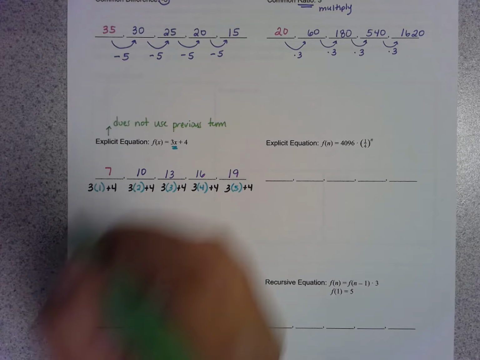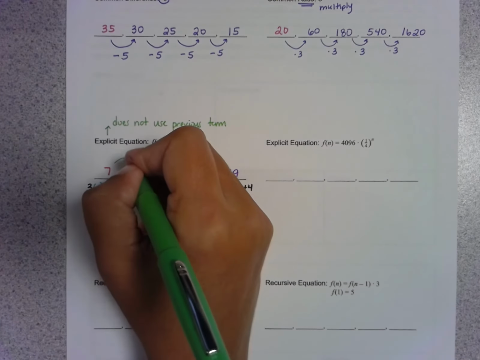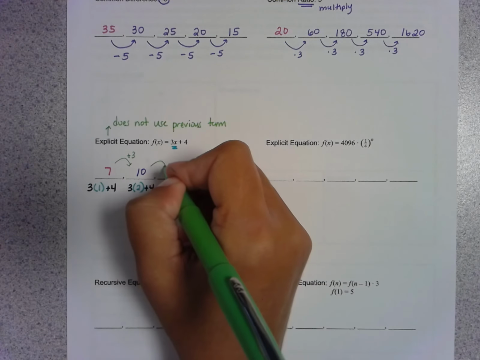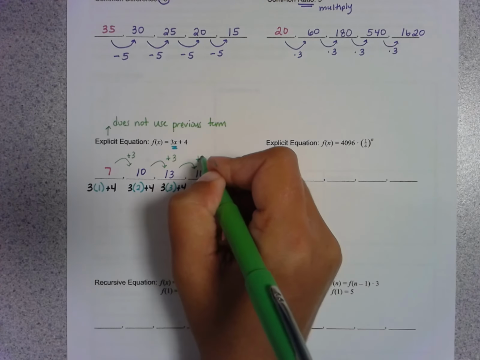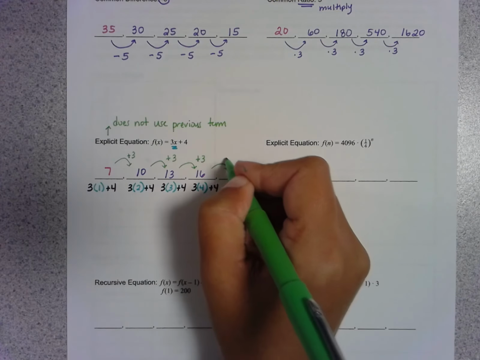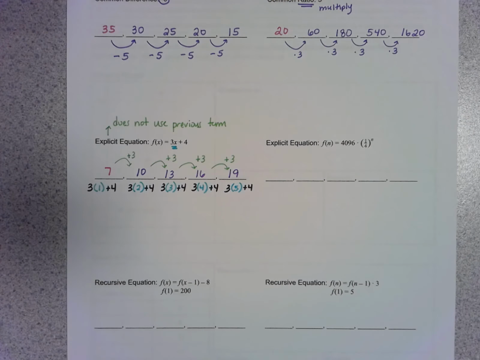I can also check my pattern because I can just make sure that there's the same pattern every time. So to go from 7 to 10, I'm adding 3. To go from 10 to 13, I'm adding 3. 13 to 16, I'm adding 3. 16 to 19, I'm adding 3. So that makes sense because the pattern is the same every time. This is going to be an arithmetic sequence with a common difference of 3.